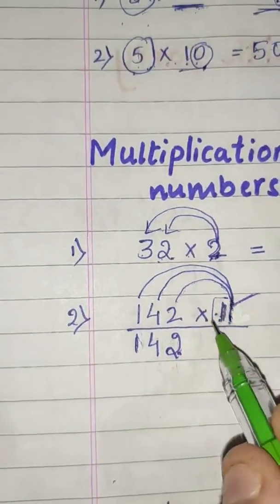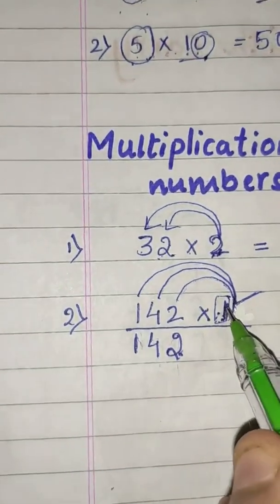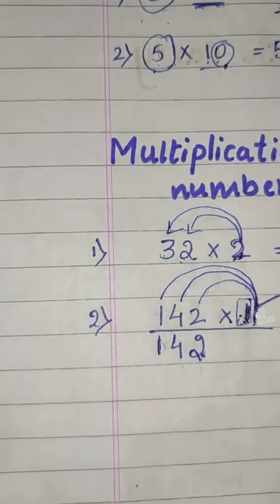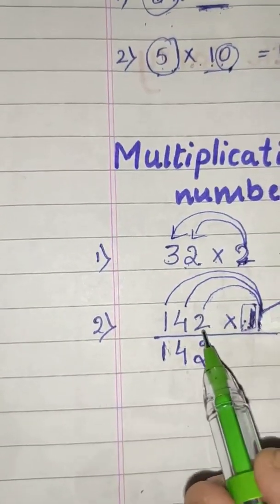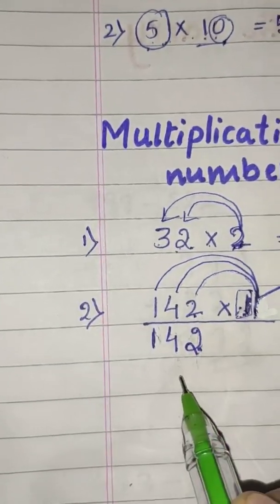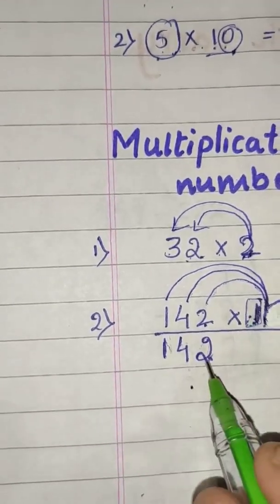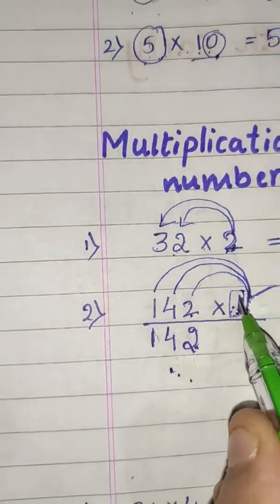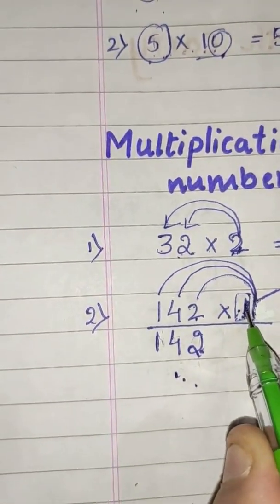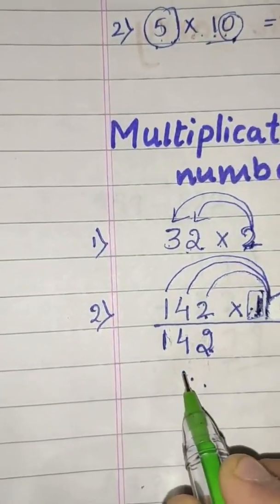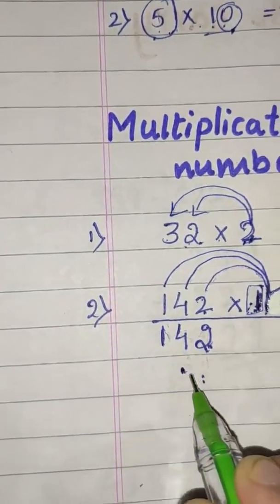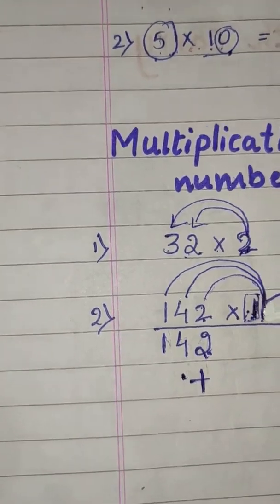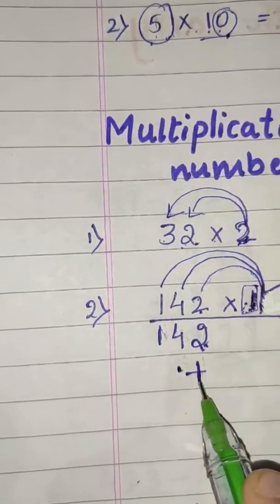Now come to this one, the second one. This is in the 10 place. So when we start multiplying, we have to start from the unit place. But while writing, we have to start from the 10 place, not from the unit place, because this number is in the 10 place. Yes, so we have to start from the 10 place. But what do we have to do here? Here we have to write the plus, because multiplication is a repeated addition. So we are going to use addition here.